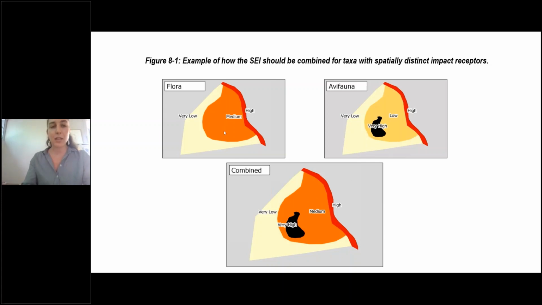So even though the flora doesn't have a very high, there is very high for the birds, and that may be, for example, a nesting site within a specific plant habitat, and then that comes out as very high, and you combine it to get the outcome you're seeing over here. And that's a simple GIS combination process. If there are questions, you can ask those to Luke later.